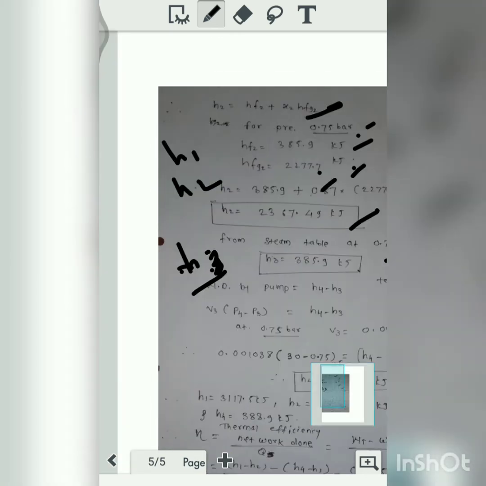It is directly on the saturated liquid line, that point 3. That's why for the pressure of 0.75 bar, the condensation pressure, we will get the value of H3 directly, because state number 3 is on the saturated liquid line. So from the steam table we will get H3 directly. H3 is nothing but the value of HF, and that value is 385.9 kilojoule.